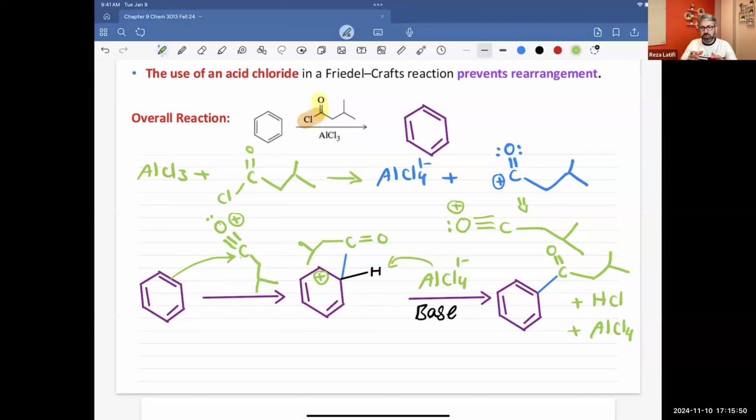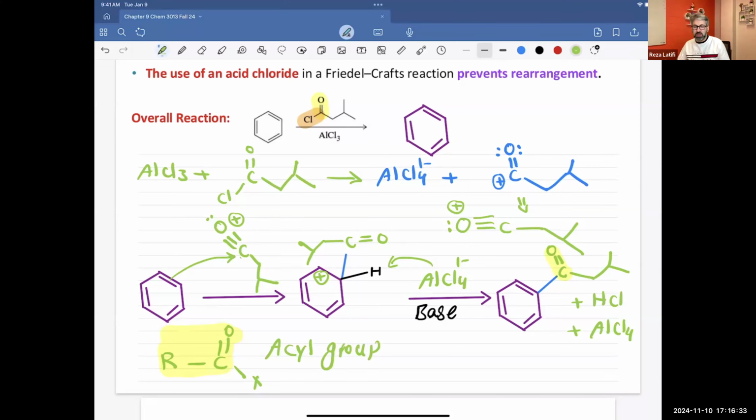So I managed to attach an alkyl group to the ring. That alkyl group has a carbonyl. Okay, you might say this is not alkylation. Yes, it's not just alkylation. It is actually an acylation, because it's an acyl group attached to the ring. And when I say acyl group, I'm talking about this part. This one got attached to the ring, and we call it an acyl group.